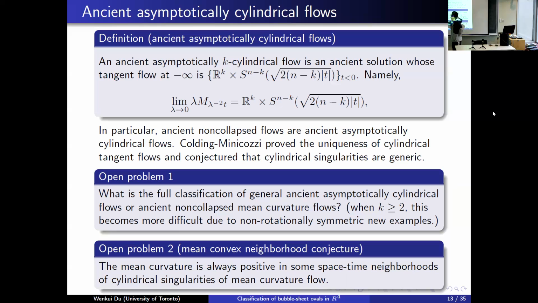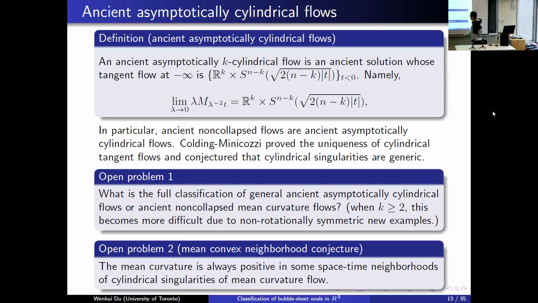Then the question reduces to: what is the full classification of general ancient asymptotically cylindrical flows, or more narrowly, if we restrict to the mean convex world, the ancient non-collapsed classification of ancient non-collapsed mean curvature flows. And what is the difficulty?